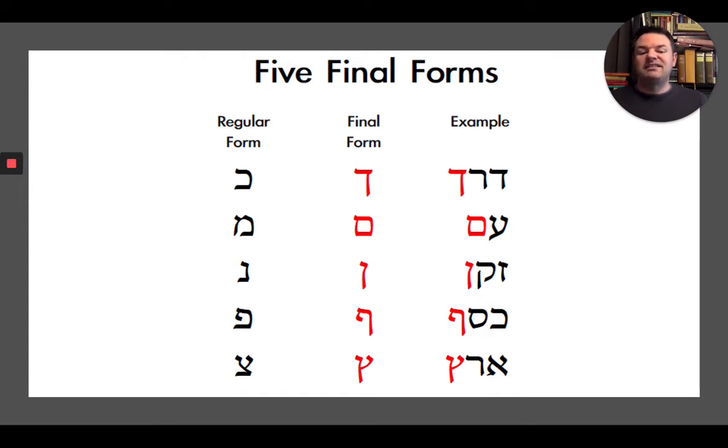The Pei does the same thing. So it's still got that same beginning to it. And then the Tzadeh does basically the same thing. It just kind of straightens out and drops below the line.